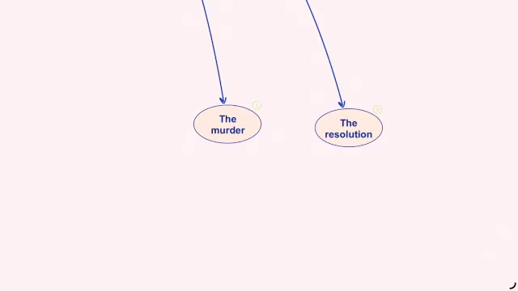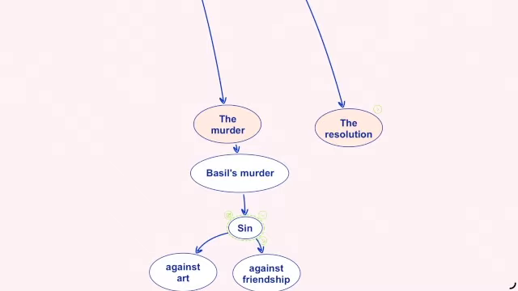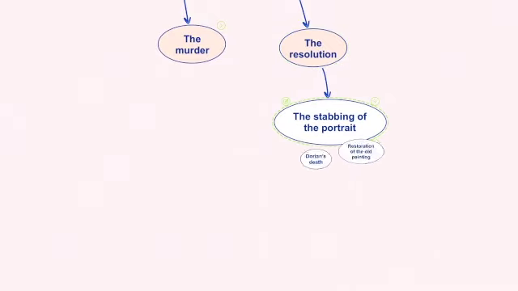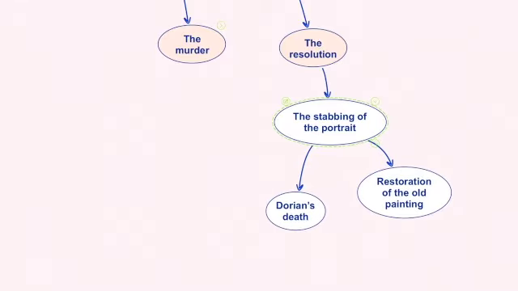The murder is next. Basil's death is a sin against both art and friendship. It's not simply a crime. It's the end of the one relationship that is perhaps Dorian's only chance of salvation. Finally, we have the resolution. Dorian stabs the portrait and he dies. The old painting is restored.